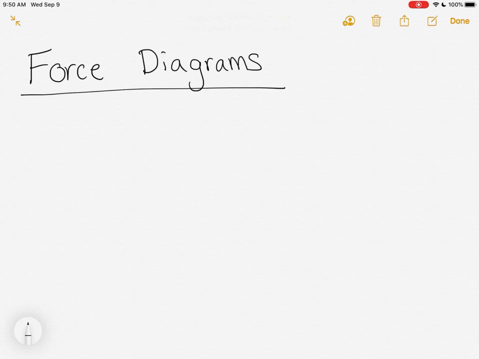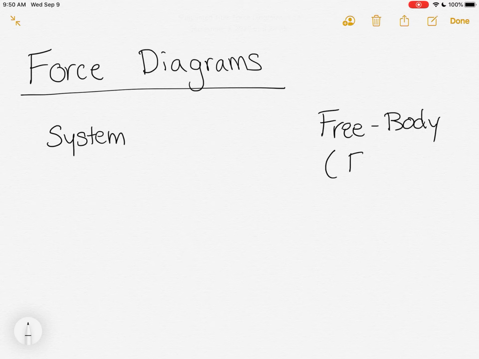So in this video lesson, we're going to have a look at drawing force diagrams. When we're drawing force diagrams, there are two different types of diagrams that we can draw. There are system diagrams, and then there are free body diagrams. Free body diagrams are often just called FBDs.